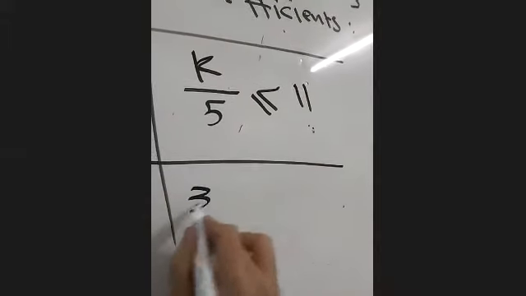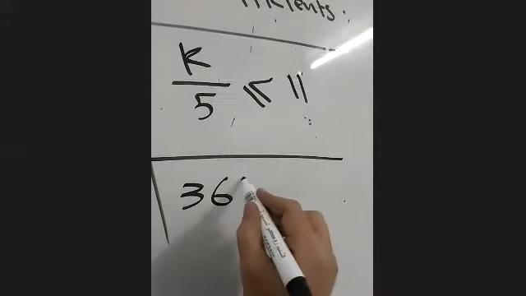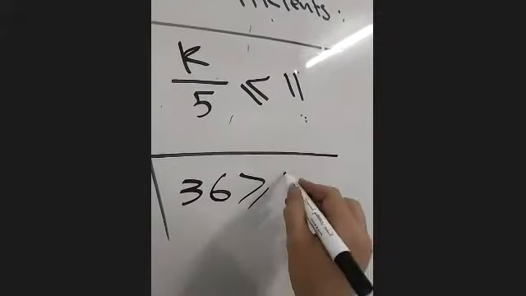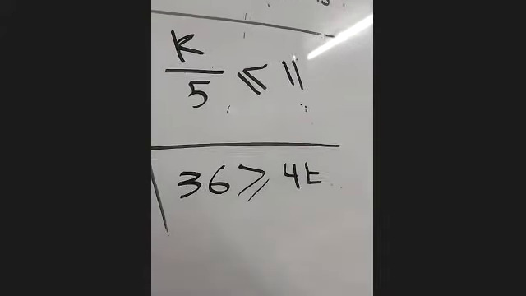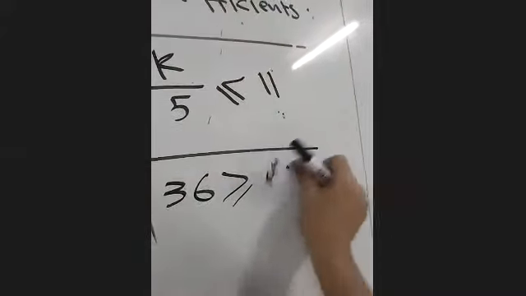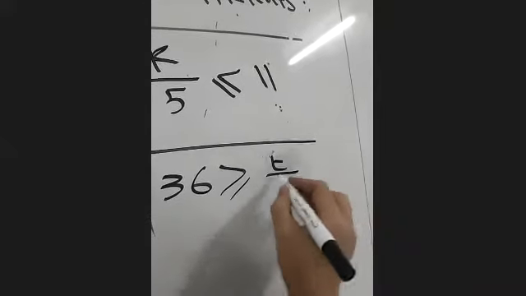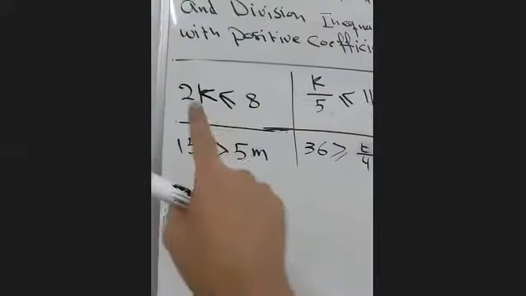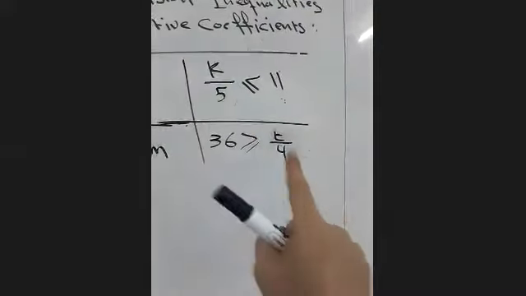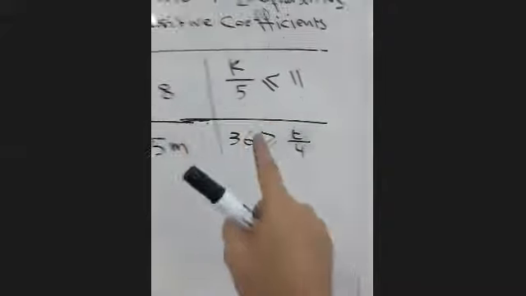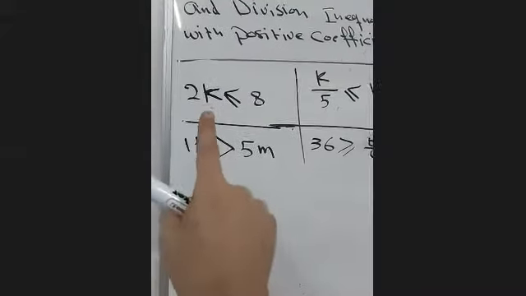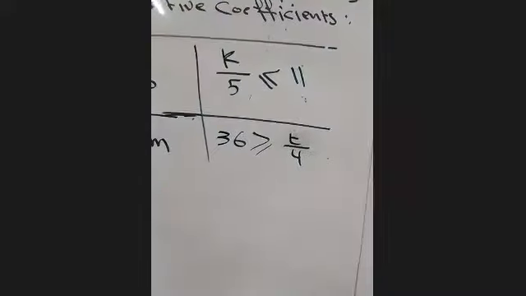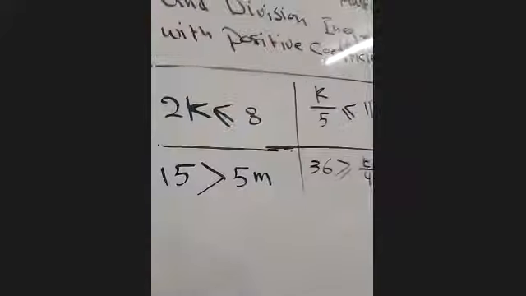For example, 36 more than or equal t over 4. Okay. Now, here we have multiplication inequality. Here we have division inequalities. So, multiplication 2k, 5m. Division, k over 5, t over 4. These are division inequalities. These are multiplication inequalities.